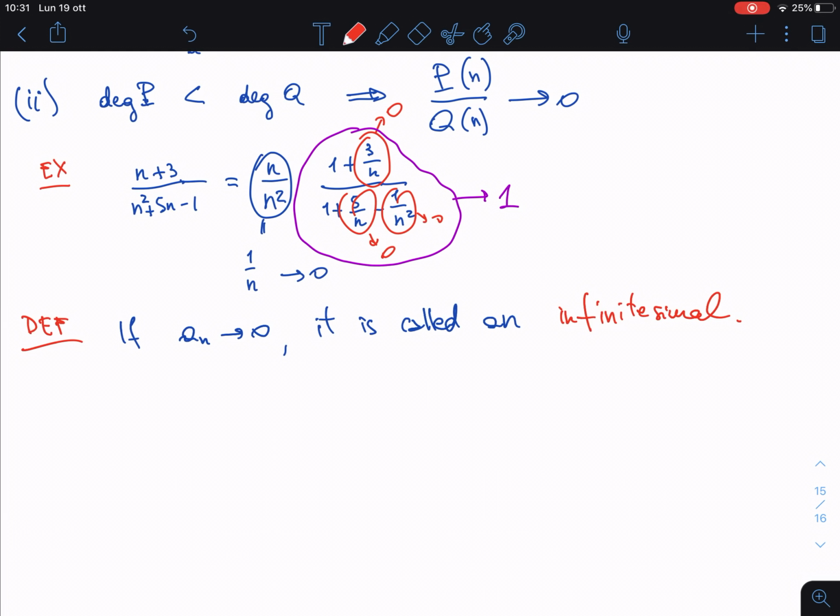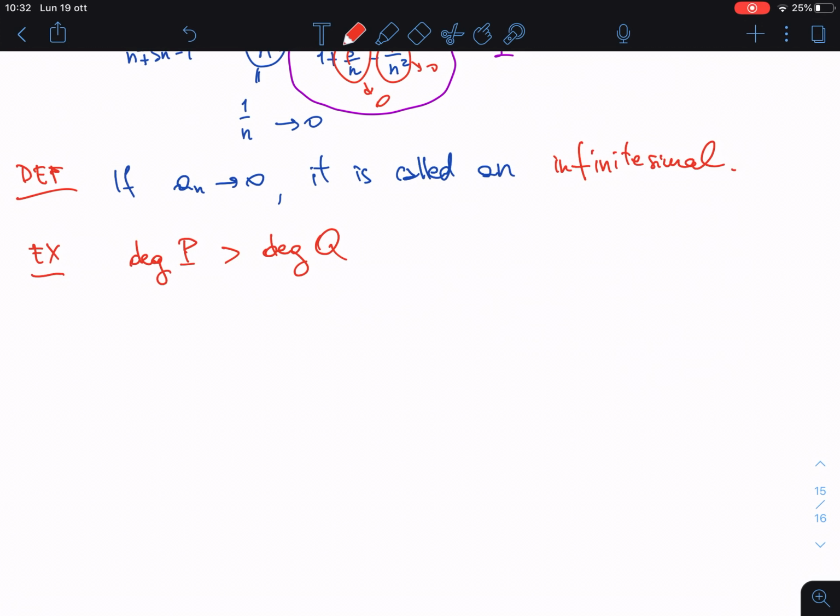Okay? And then there is another case, the last case, in which the degree of the numerator is strictly higher than the degree of the denominator. And so, as an example, you have a_n is equal to 2n cubed plus e. I like these numbers like e and so on. And here we have 5n squared plus n plus 4.